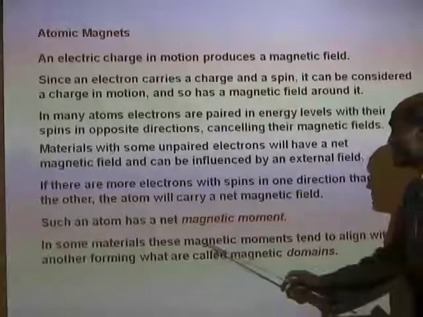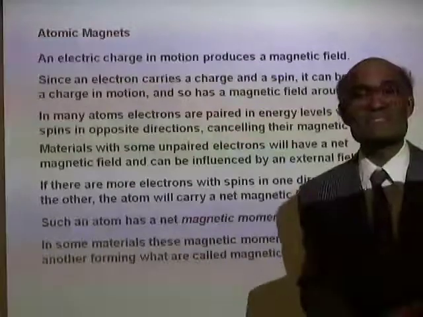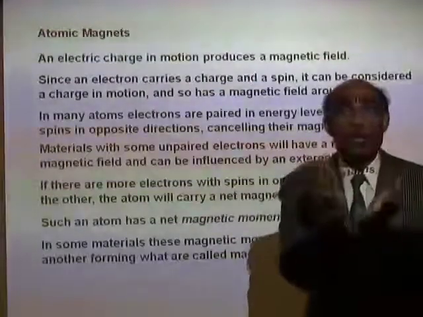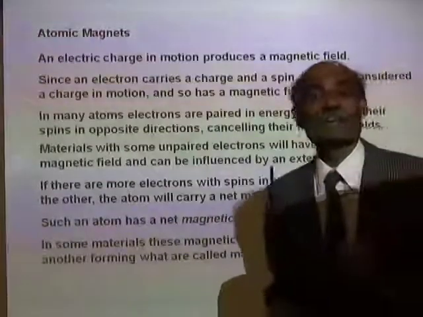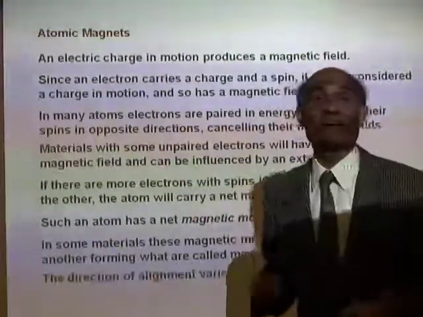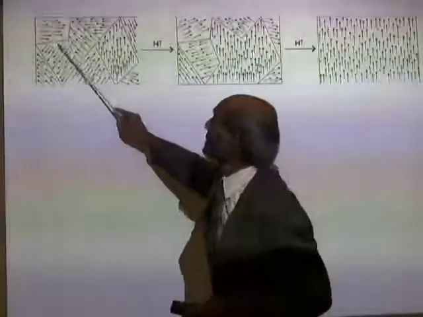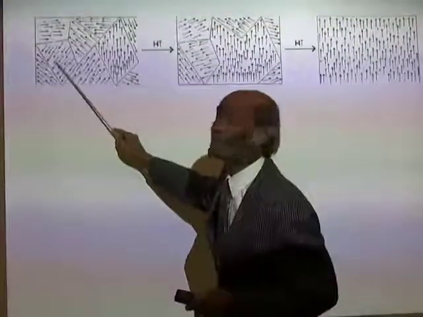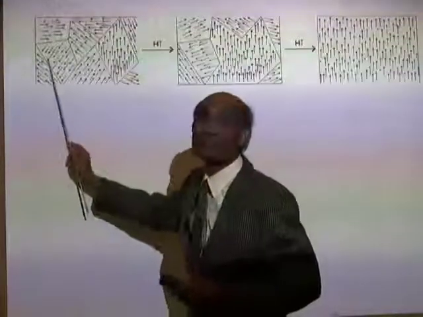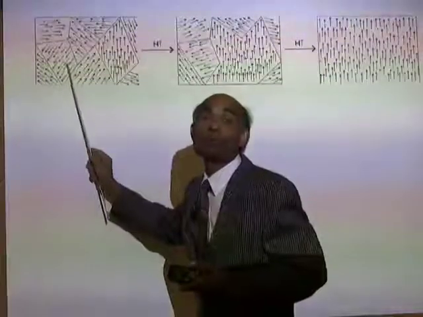In some materials, these magnetic moments tend to align with one another, forming what are called magnetic domains. So, in some materials, most of these magnetic moments will align themselves to form domains. But ordinarily, the material will not exhibit magnetism because these domains are randomly organized. The direction of alignment varies from domain to domain. Now, here's an example. Here is the alignment inside one domain, and here is the alignment in another domain. If you take the behavior of the entire material, the net magnetism is zero because of the random arrangement of the magnetic moments forming the domains.